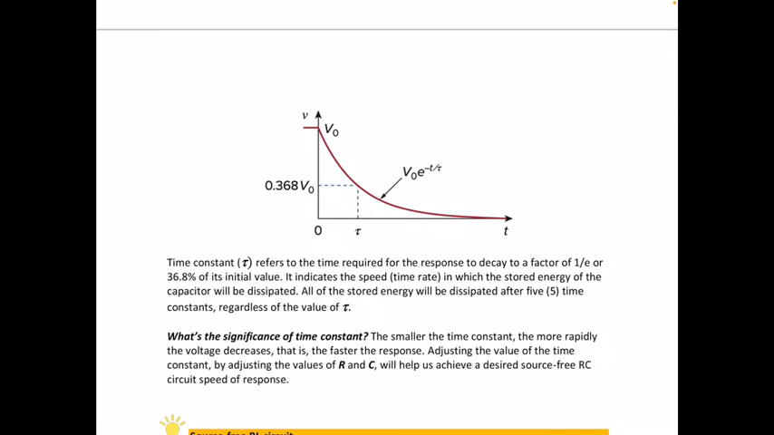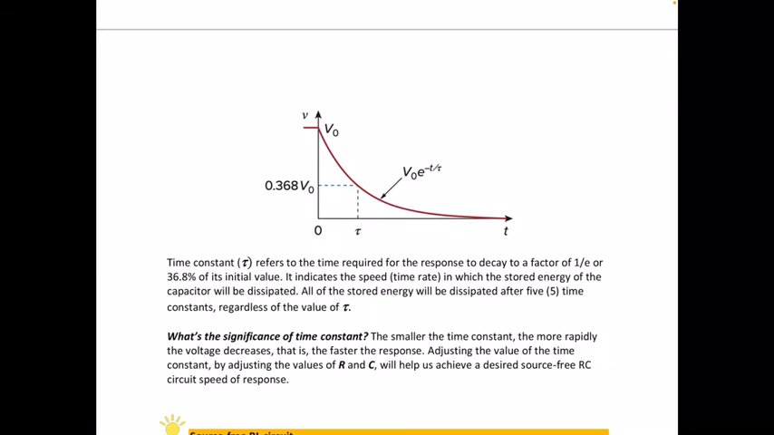So the smaller the time constant, the more rapidly the voltage decreases. That is, the faster the response. If you are designing a circuit for a faster response, or you want your circuit to respond faster, you will only adjust the value of the time constant by adjusting the values of the resistor R and the capacitor C, which will help us achieve a desired source-free RC circuit speed of response.